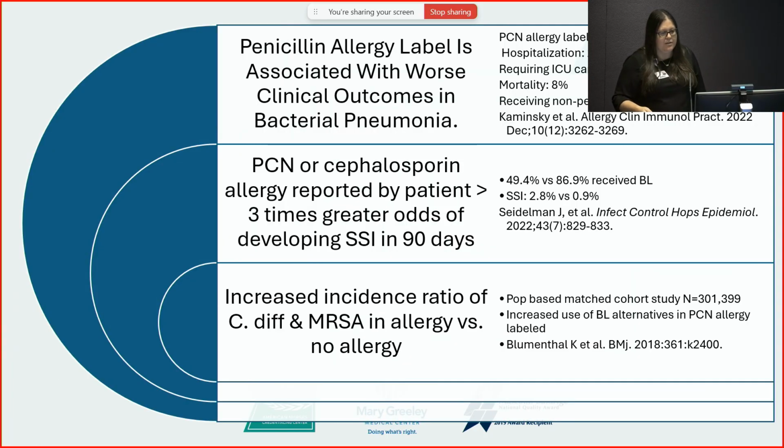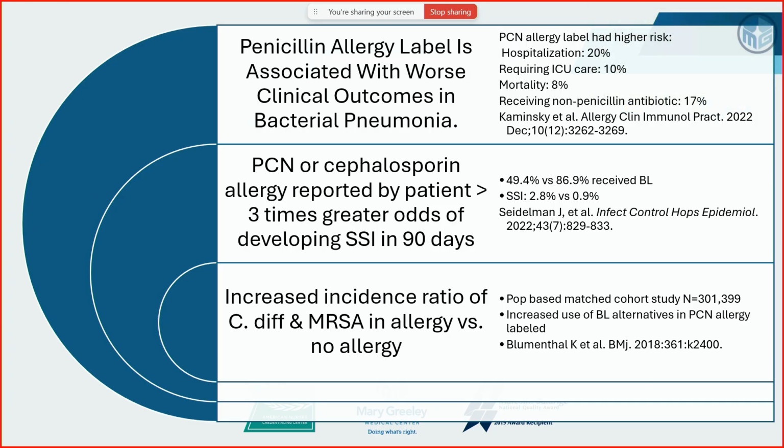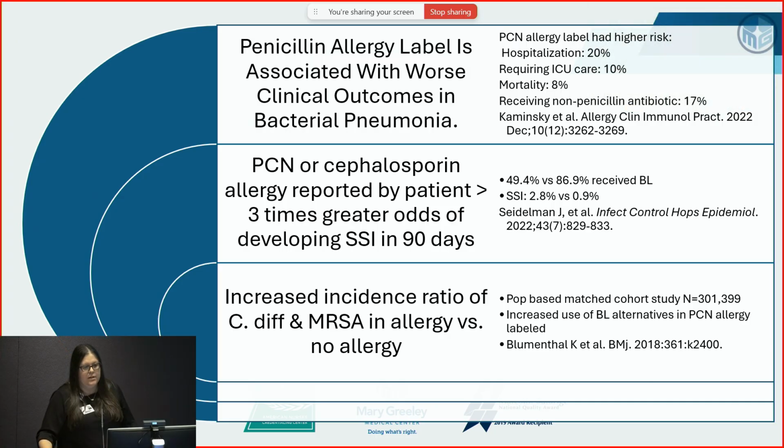Here's just a little sample of studies out there showing that truly the penicillin allergy led patients to get a non-penicillin antibiotic and worse outcomes than their counterparts who weren't labeled with the penicillin allergy. The second one is a surgical site infection study that did show that patients who received non-beta-lactam agents had greater surgical site infections in 90 days.